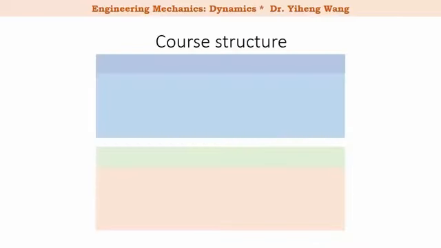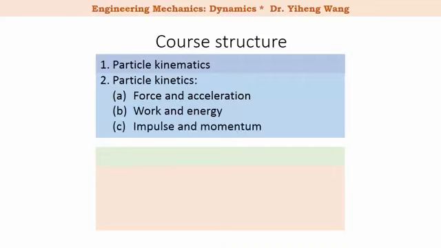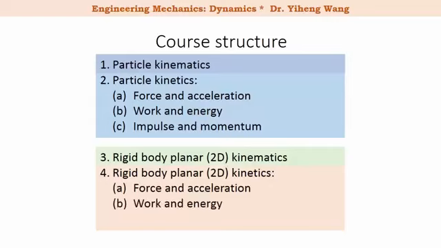And here is how this course is structured. We will start with particle kinematics, and then move on to particle kinetics, which includes force and acceleration based on Newton's second law, and then work and energy, and lastly, impulse and momentum. And then we will follow the same order to study rigid body planar motion, starting with rigid body kinematics, and then rigid body kinetics, which again includes force and acceleration, work and energy, and impulse and momentum.